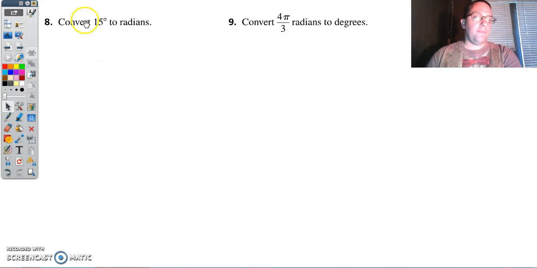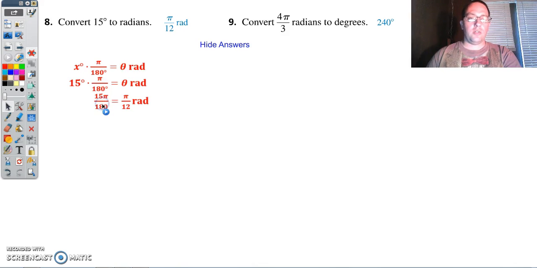All right, let's see what you got. So for 8, you should have gotten pi over 12 radians. And for 9, you should have gotten 240 degrees. Right? If not, let's take a look. So we're going to go from degrees to radians. So it's 15 degrees times pi over 180. So it's 15 pi over 180, like that. And then just simplify the coefficients, and you have 1 over 12. So 1 pi over 12 radians.